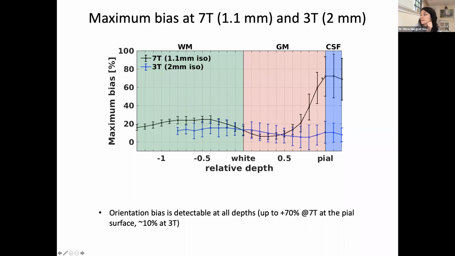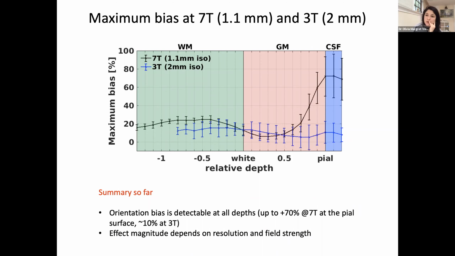And here you can see the black plot, that's the 70% maximum bias as a function of depth. It's 70% here at the gray matter CSF, drops off through the gray matter, never really goes back to 0, and then starts to go up again in the white matter. And the blue plot, that's the 3T data. I also want to highlight that these effects are highly likely to depend on voxel resolution, but also on the field strength, because the field strength is driving this ratio of intra and extravascular field offsets. And yeah, interesting things happen at the white matter. That's definitely a space to watch.